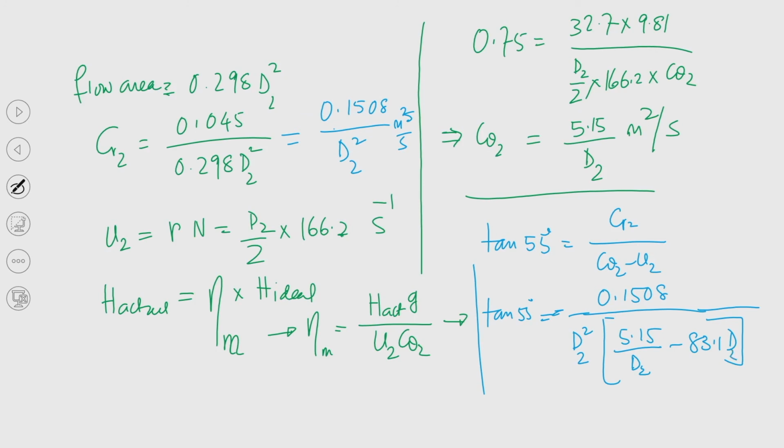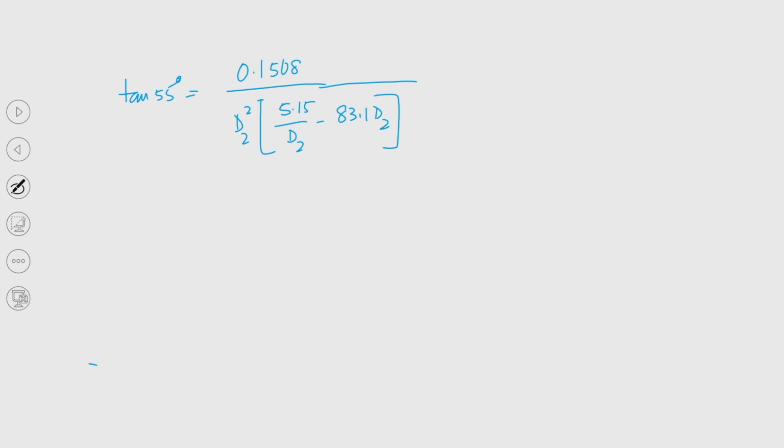So, now you can see if we calculate tan 55, eventually we will be getting one equation, and that is the cubic equation of d. 5.15 d, right, minus 0.1056 equal to 83.1 d cube. So, now if we solve this equation, we will be getting the value of d2, and that is what is needed for this particular problem.